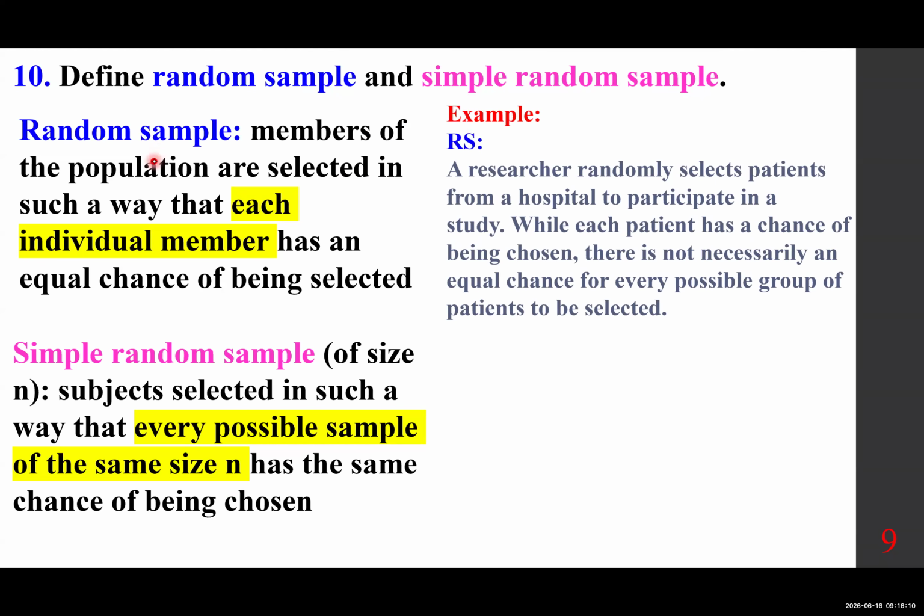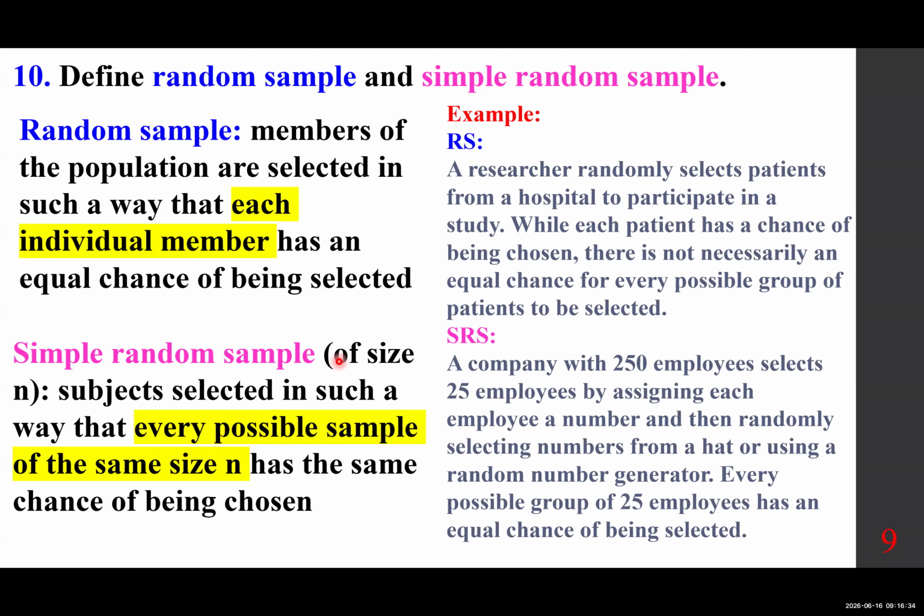Random sample: a researcher randomly selects patients from a hospital to participate in a study. While each patient has a chance of being chosen, there is not necessarily an equal chance for every possible group of patients to be selected. So that's random sample.